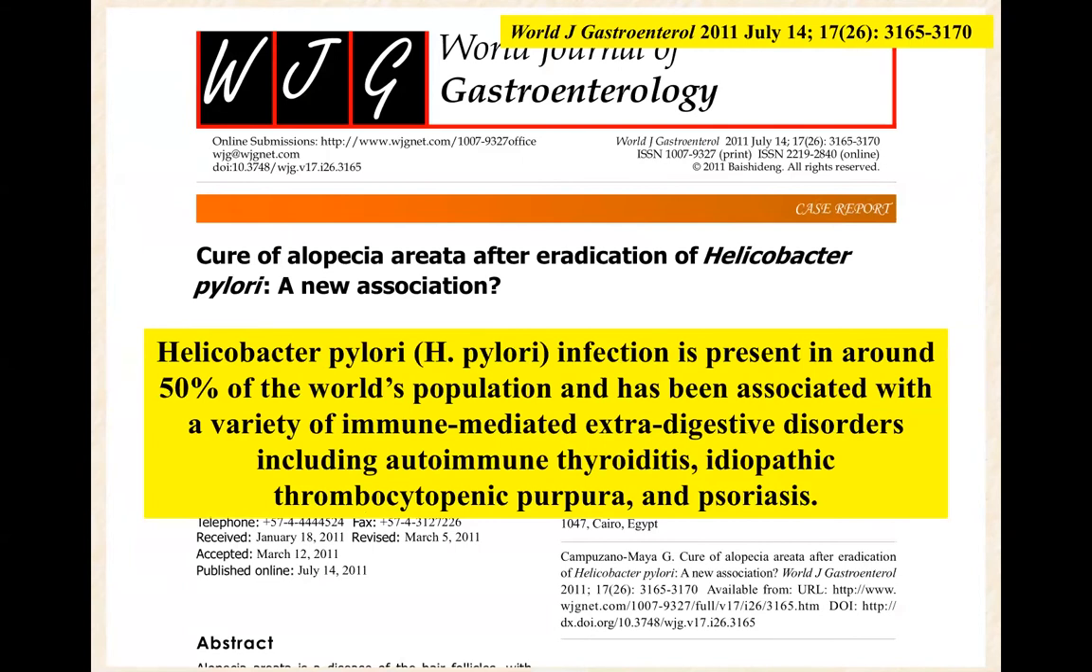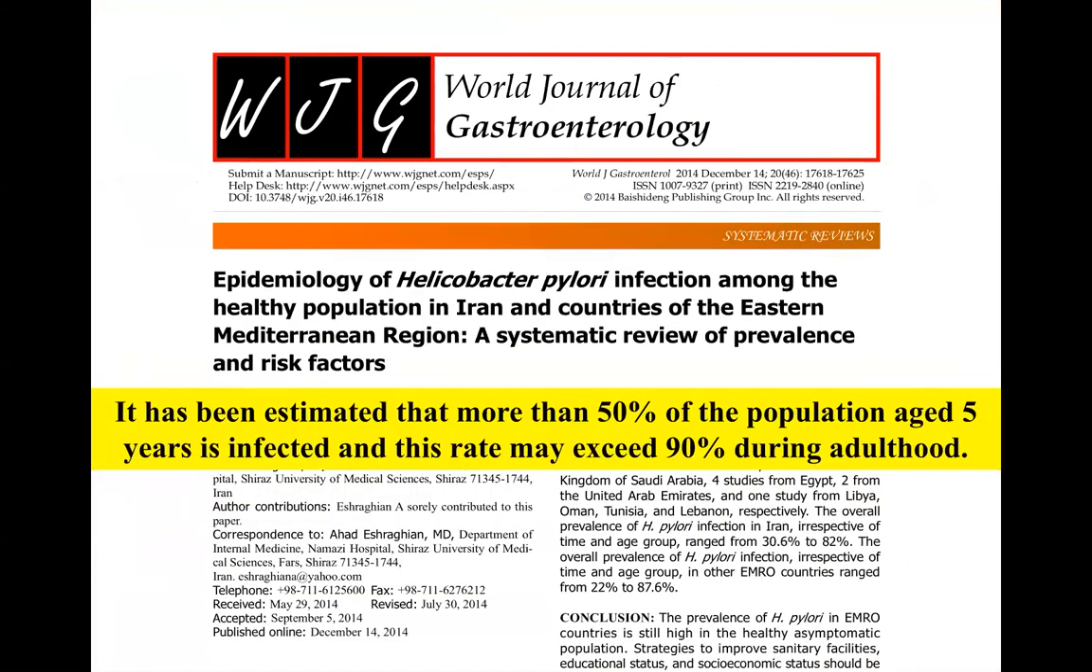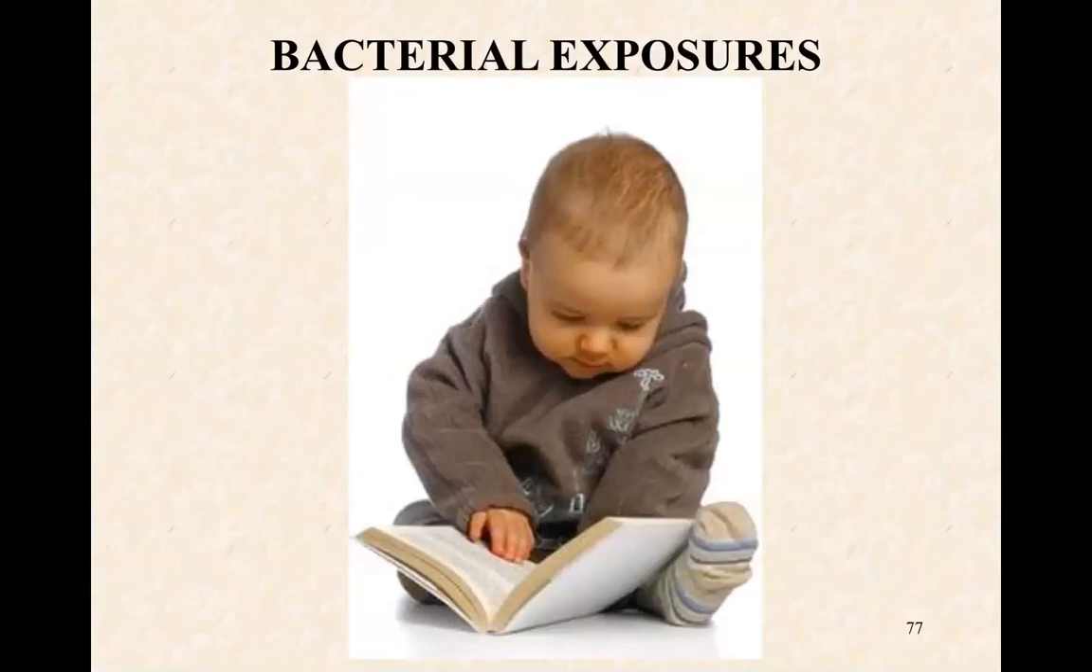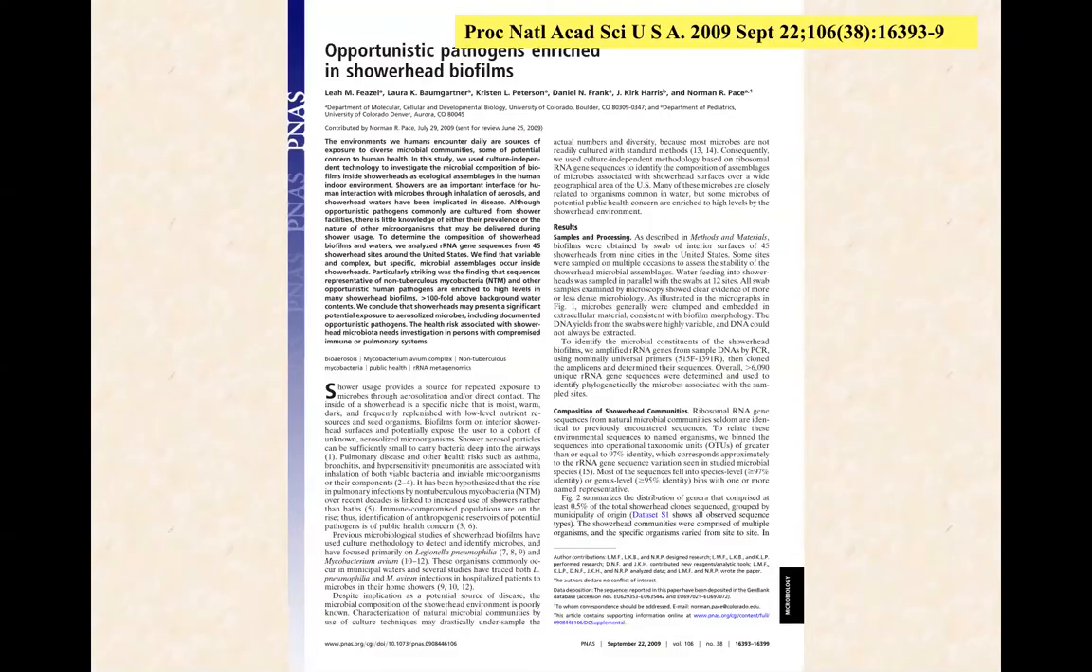50% of the world's population is said to have Helicobacter. If that's true, how many people in your practice have a Helicobacter infection that you haven't thought to check for? Up to 90% in adulthood may be carrying Helicobacter. This is worldwide, by the way, up to 90%. So let's go a little more into bacterial exposures and where they are coming from.